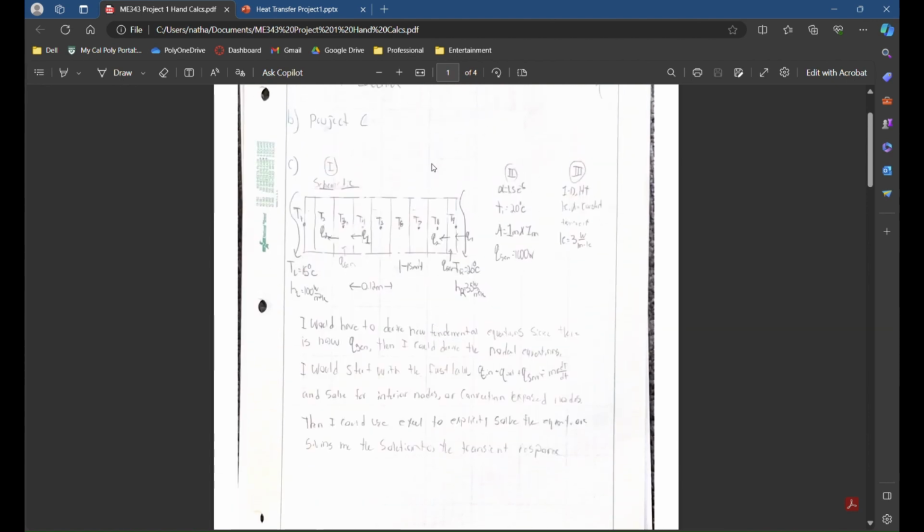So there are 2 different types of nodes that we focused on. One was for interior, and one was for exterior nodes exposed to convection. They're all pretty similar to the equations that we derived in class. The only difference was that there was heat generation.